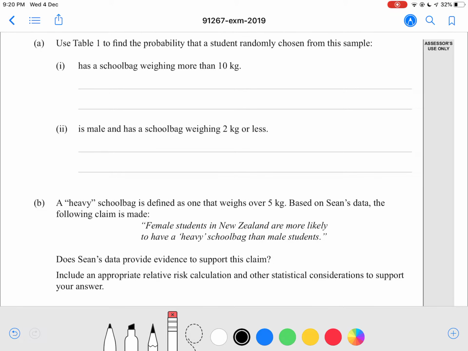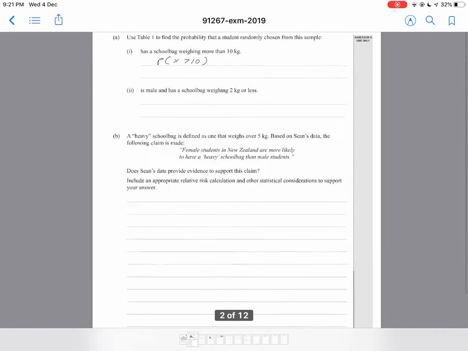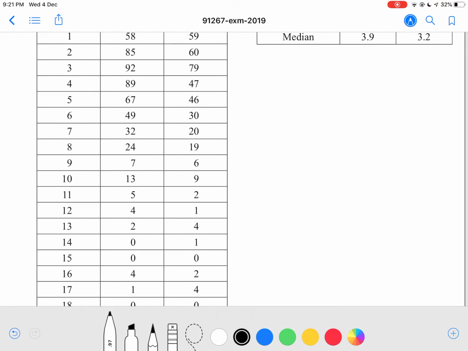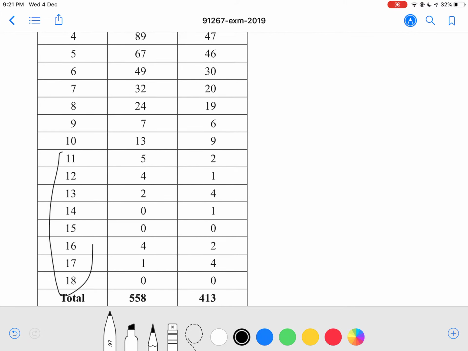So you want to find the probability that x is greater than 10 in this sample. When it says weighs more than 10, that means in this case it will be 11 and upwards. So we'll be looking at 11 to 18, these weight totals. So we're going to have to add everything up: 5 plus 4 plus 2 plus 4 plus 1 plus 2 plus 1 plus 4 plus 1 plus 2 plus 4. So everything that fits in the 11 to 18 kilogram range.